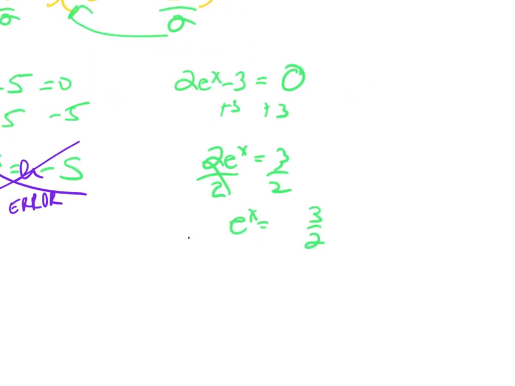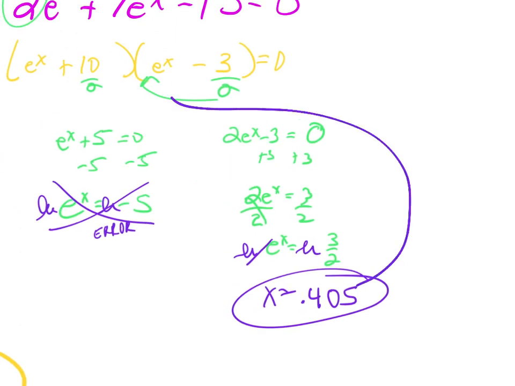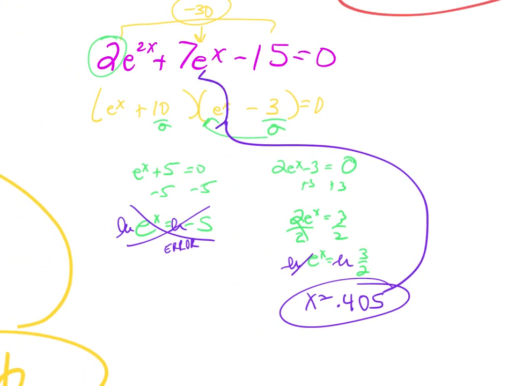In this case, I'm going to take the natural log of both sides, so x equals, and I hit ln, and then 3 divided by 2, and I get 0.405. Take that, plug it in up here, and make sure it works.